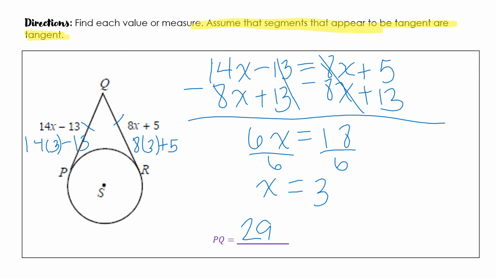That's kind of a good way to check and make sure that you didn't make any careless mistakes when solving, because we know that it can happen. But because when I plug it in for both of them, I get 29, then I know I've done this right.